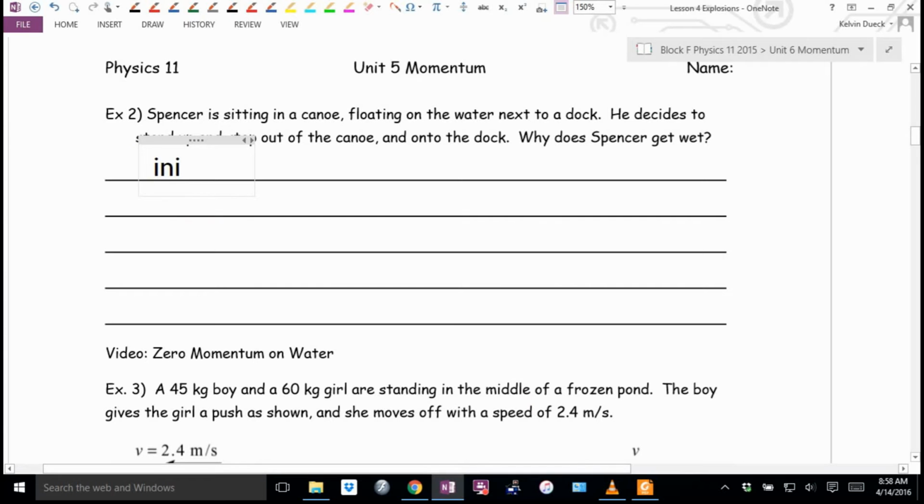So how about this? Oh, you know what? I don't need to write this in English. Let's write this with symbols. Momentum initial is 0. Better yet, let's put a little sum of in front. The total momentum is 0.